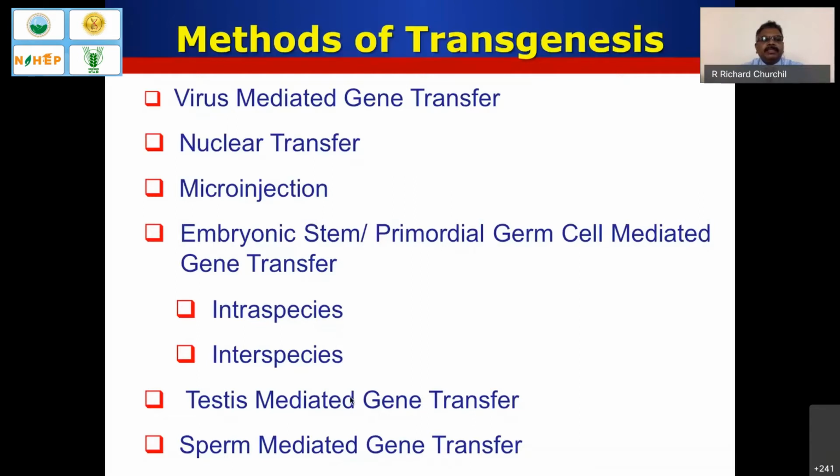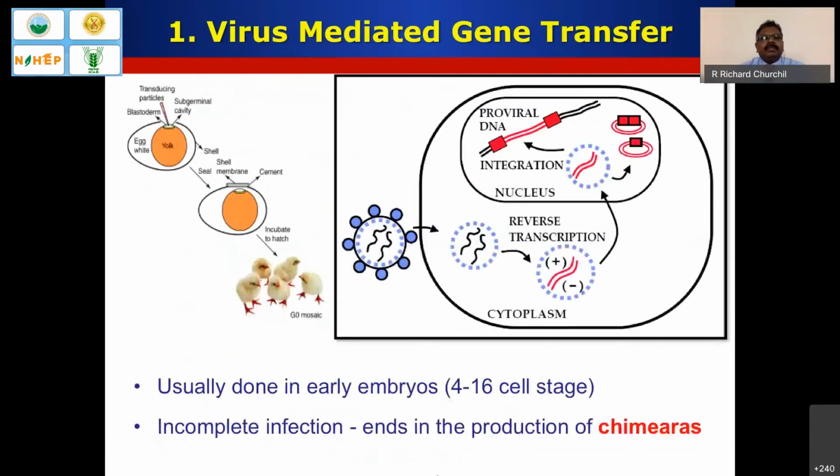And the other one is testis-mediated gene transfer, where the spermatozoa produced from the testis are made transgenic, and the last one is sperm-mediated gene transfer, where the sperms are used as a vector to carry the foreign gene into the ovum. So we'll see one by one.